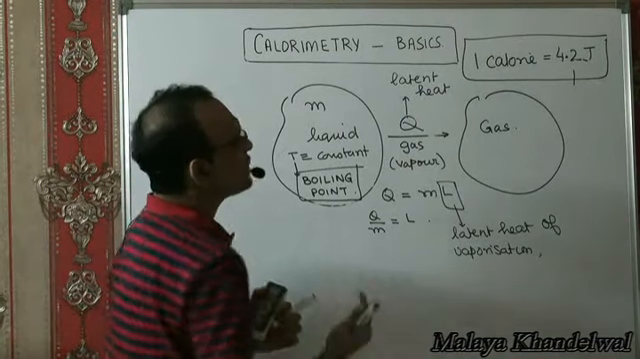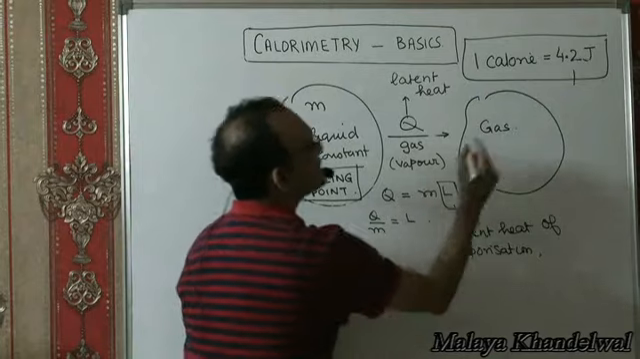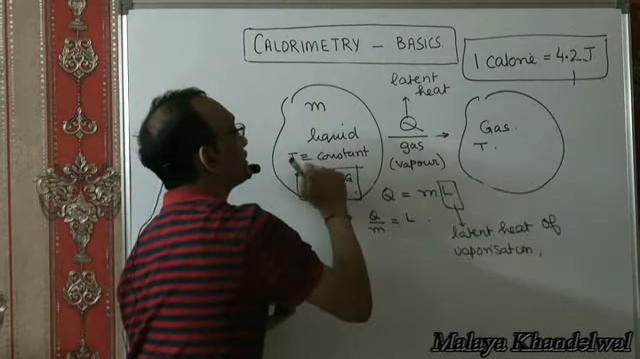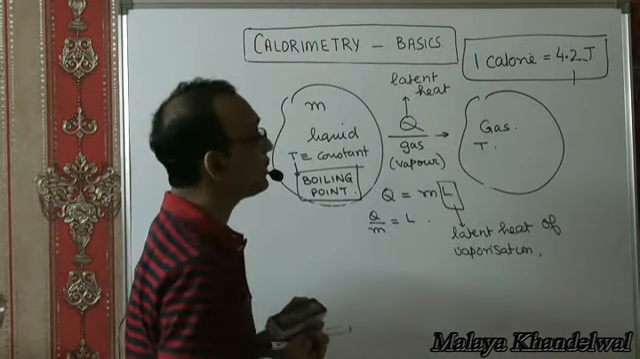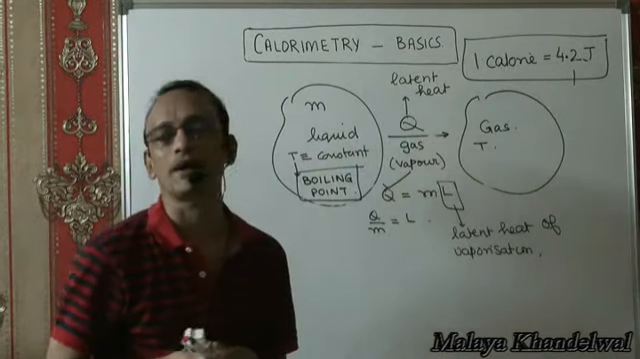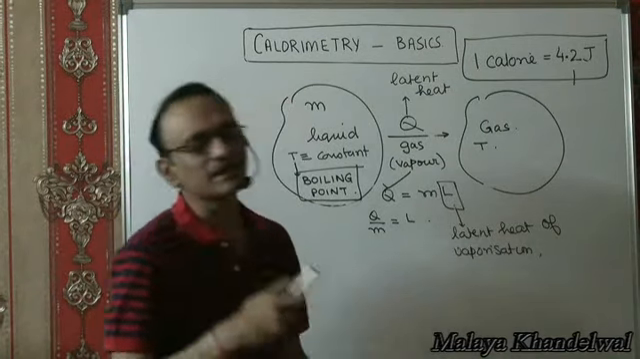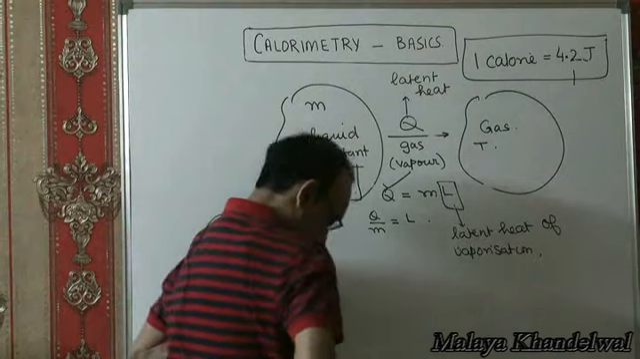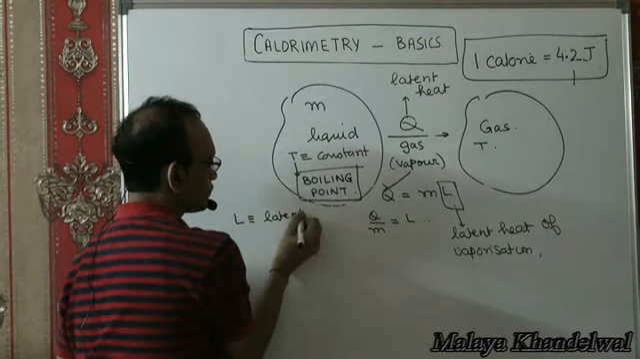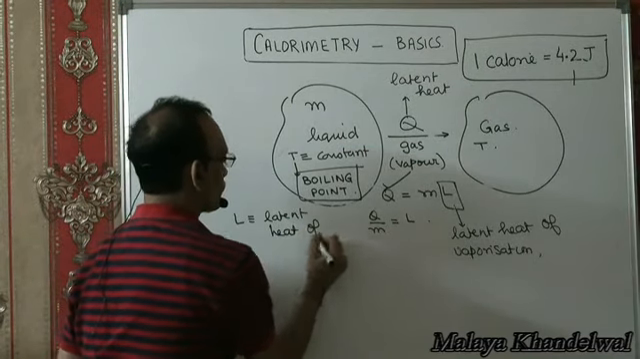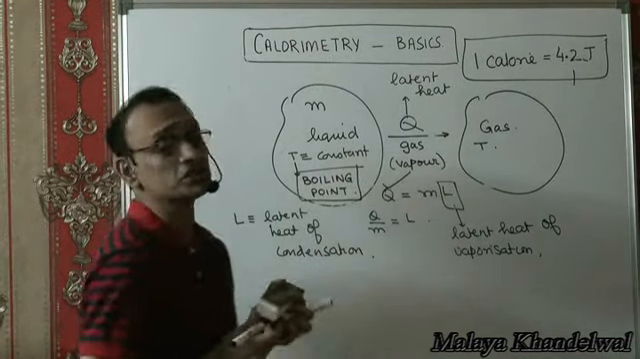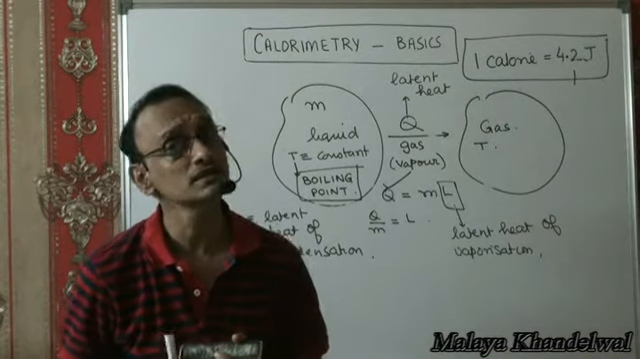And one more thing. Now if this gas at the same temperature T chooses to get converted by some means into liquid at the same temperature T, which is the boiling point, then it would expel the same amount of heat. And then L in that case would be called latent heat of condensation. L then would be referred to as latent heat of condensation.